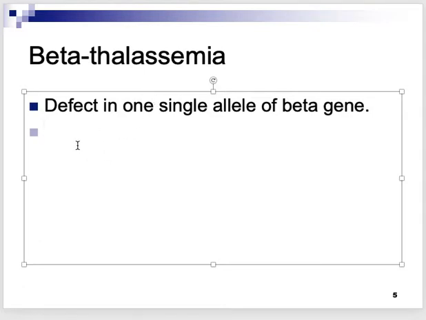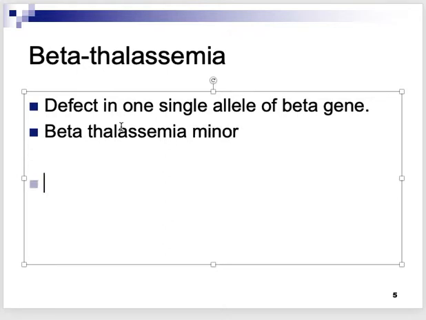When there is just a defect in one single allele of the beta gene, we call it beta thalassemia minor. It is very common in Mediterranean people, and this is usually asymptomatic. Why? Because one allele is there, so it will keep on working. The only thing is, they have some anemia.